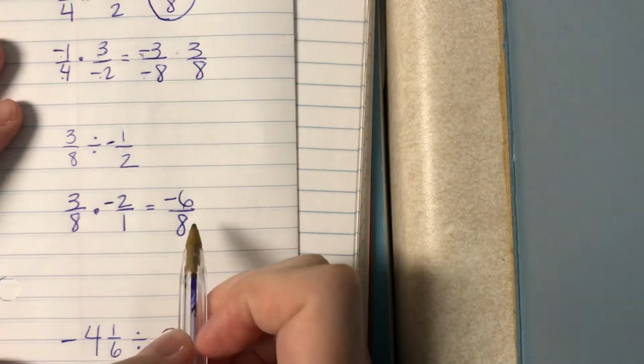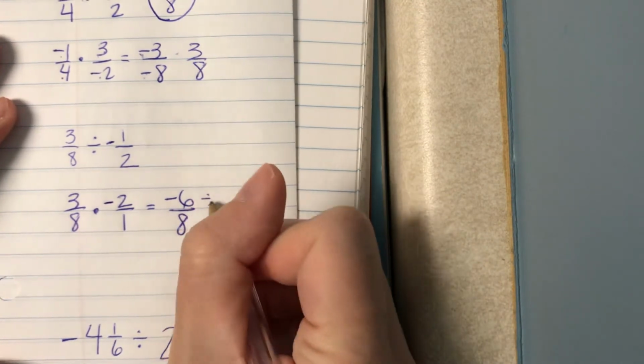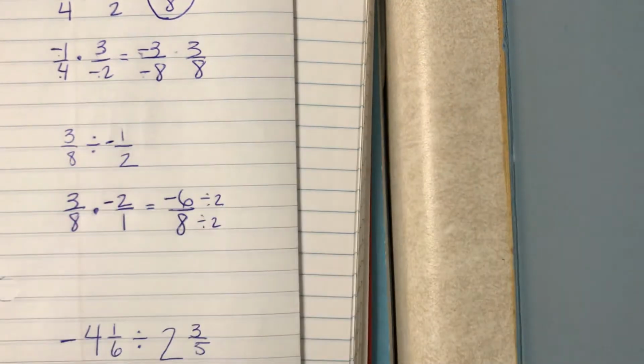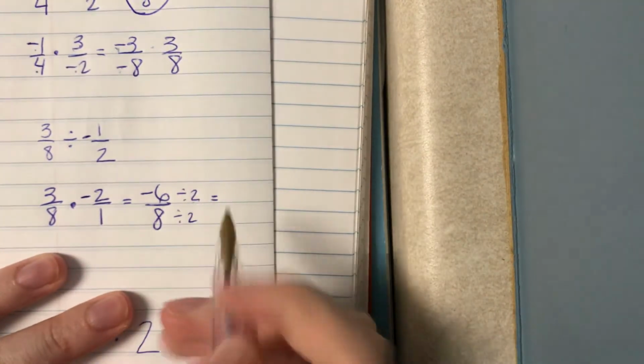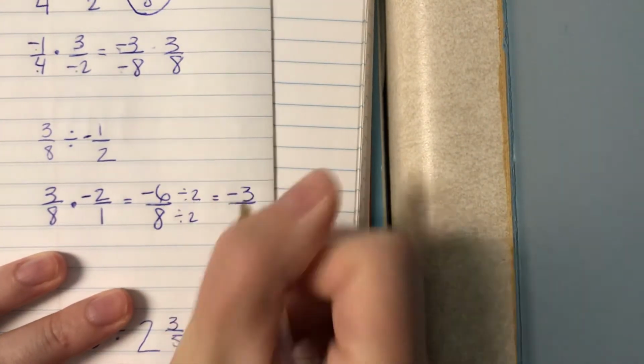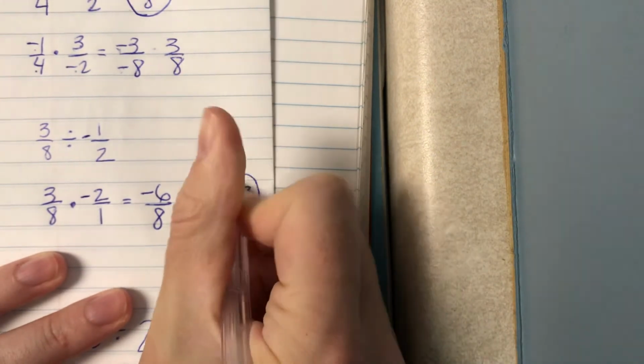So in this fraction, I can reduce this. 2 goes into both of them. So if you can reduce or simplify a fraction, I expect you to. So -6 divided by 2 is going to simplify to be -3, and then a 4 on the bottom.